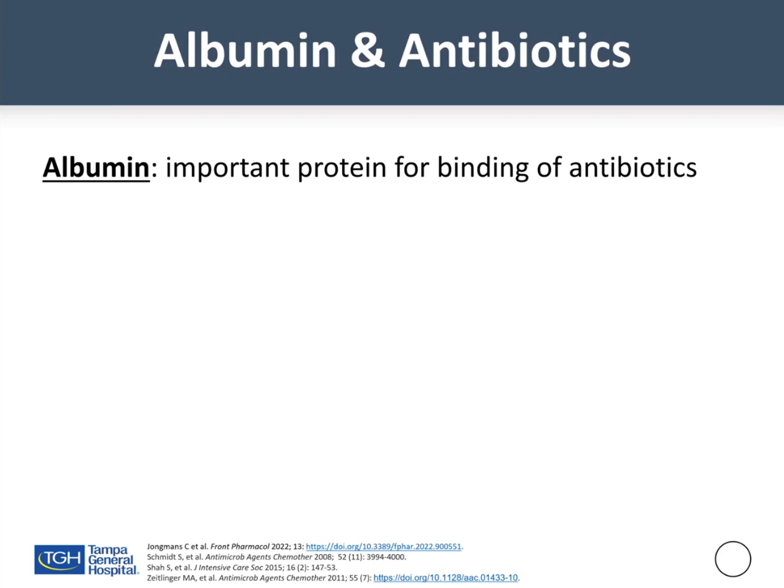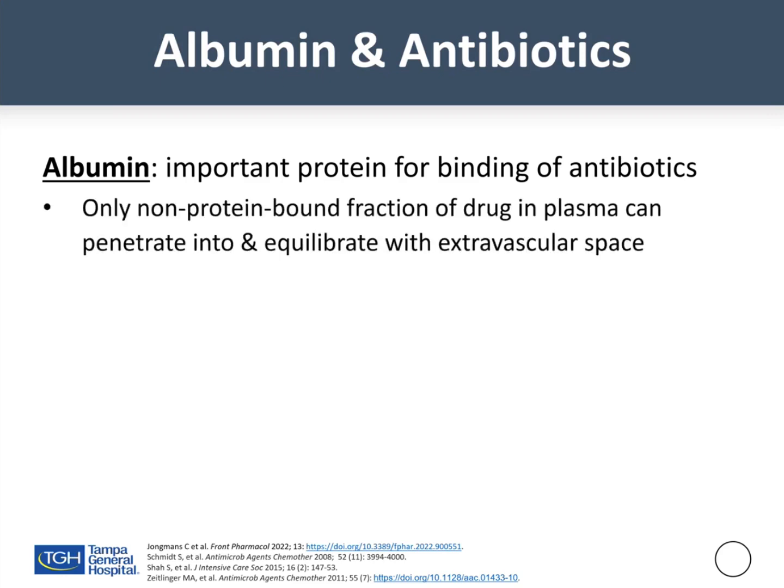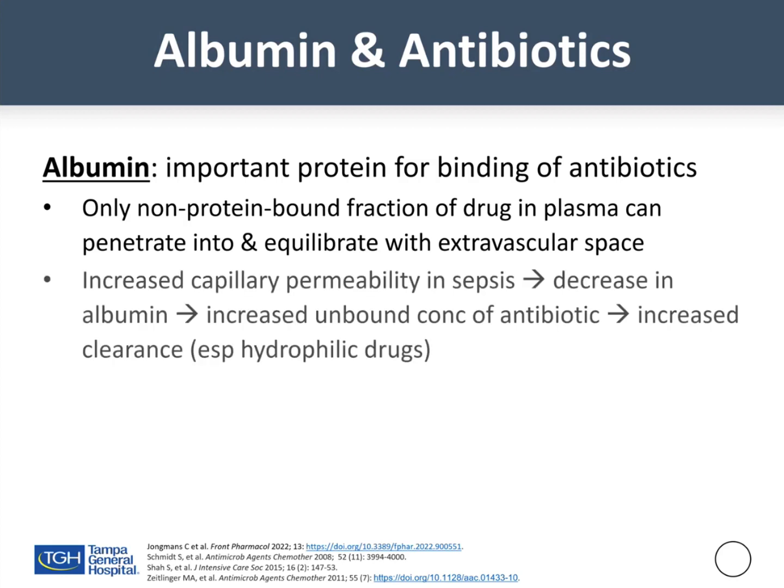So albumin is the most important protein in our body that may or may not bind to antibiotics, and that's going to be dependent on how highly or not highly protein bound an antibiotic is. So we have to know that only non-protein bound drug is going to be available for activity against the organism to be treating the infection in the body. And we need that drug to be equilibrating with the extravascular space in order for it to treat the infection.